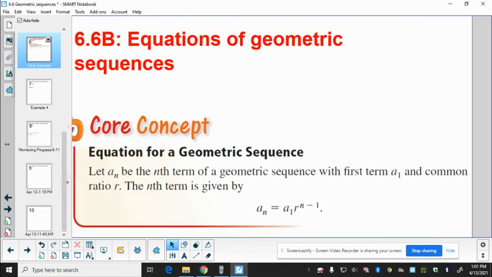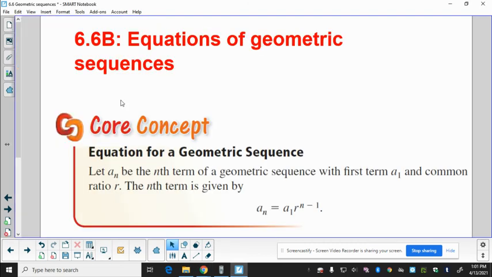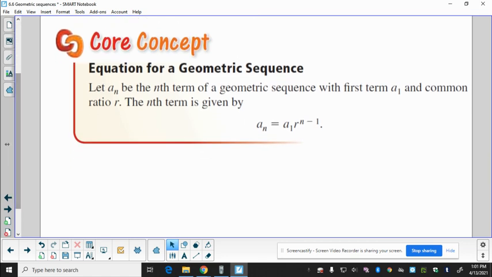Okay, let's go ahead and take a look at 6.6b, which is going to be called equations of geometric sequences. As you can see here in front of us, this is the equation that we will use for the geometric sequences. So let's talk a little bit about what all of these things mean.